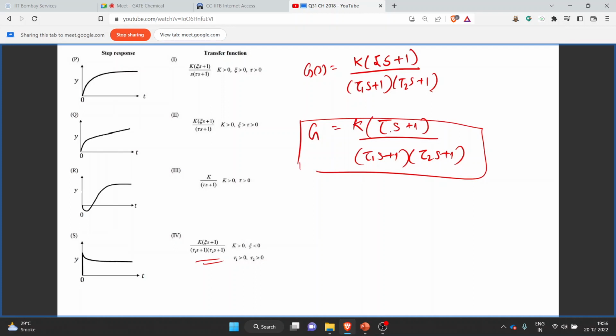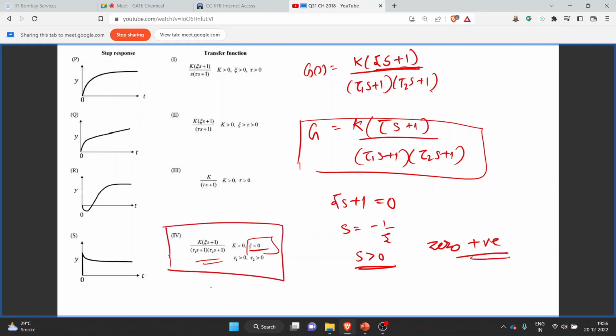Over here, if we have to find the roots of the numerator, that is zeta s plus 1 is equal to 0, we have this value of zeta over here less than 0. So s we can write as minus 1 upon zeta, and since zeta is less than 0, s will be greater than 0. That is, since the zero of this transfer function is positive, we can say that this transfer function corresponds to an inverse response.